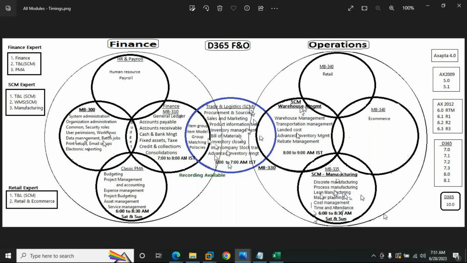Some other student is asking, 300 is including all of them, right? Touching all of them, the other parts. Yeah, that's why you are solely focused on 310, which is a deeper dive into the finance part. Yeah. Right.